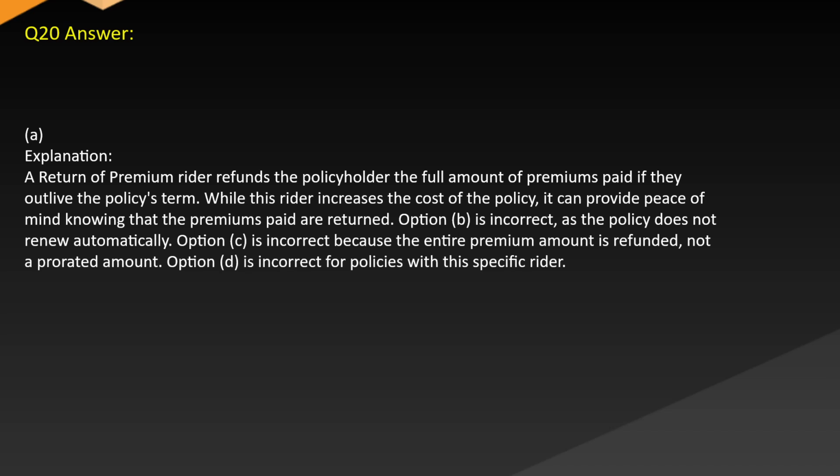Option B is incorrect, as the policy does not renew automatically. Option C is incorrect because the entire premium amount is refunded, not a prorated amount. Option D is incorrect for policies with this specific rider.